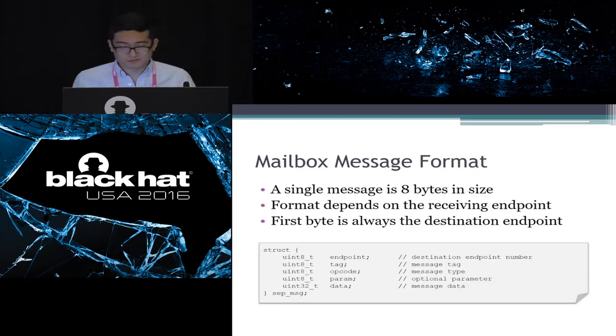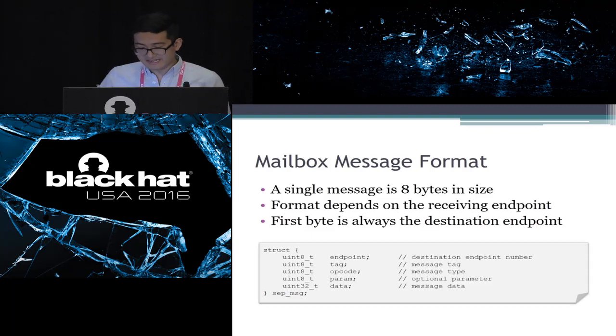So this is the actual format of the message. Since the inbox and outbox registers are both 8 bytes in size, each message is only 8 bytes. Depending on the destination endpoint of the message, they can have different formats. But there's only one constant in the formats: the first byte must be the endpoint index, or endpoint number. But a lot of them have the format that's on the screen right now.